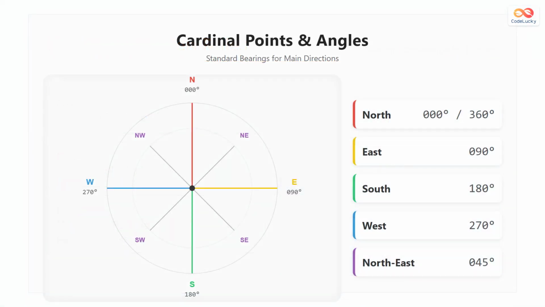The compass provides our main reference points. North is 0 degrees or 360 degrees. East is 090, south is 180, and west is 270 degrees.